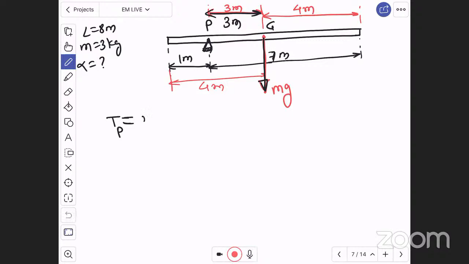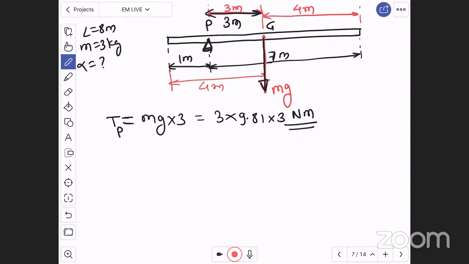Therefore torque about P is mg into 3, which is mass 3 kg, g is 9.8. Is anything written in the question? Has the question said to take 10? In this question we have to take g as 9.81, since nothing is mentioned about g in the question. So 3 into 9.81 into 3. This is in Newton meter. This is the torque about point P.